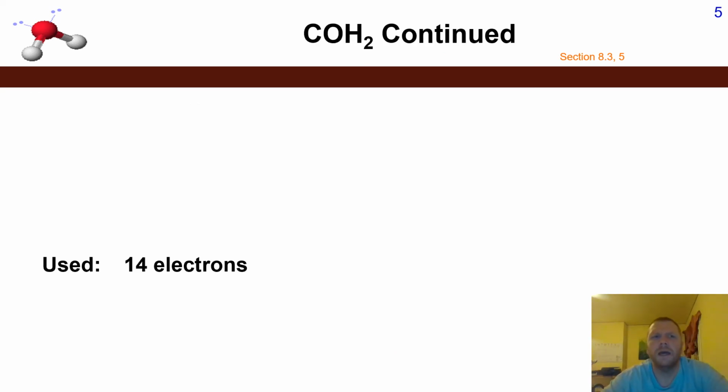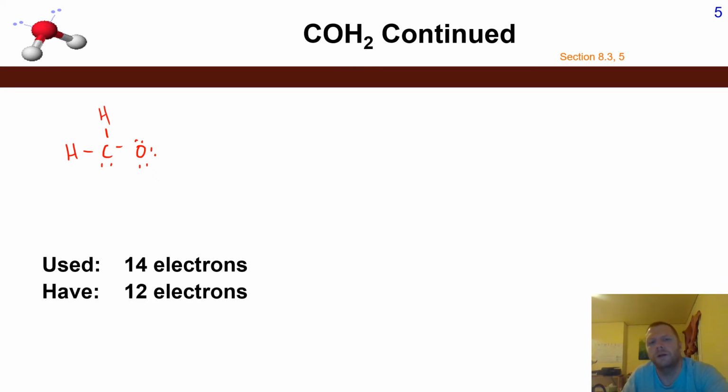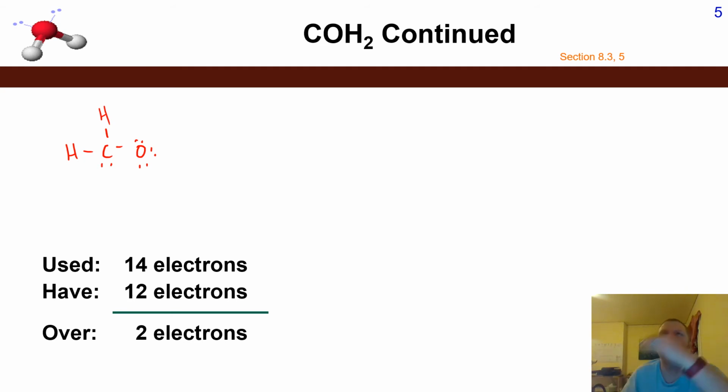We have to look at the model that we just came up with, HCHO. How many electrons did we draw? We drew 14 electrons. We had actually 12 to work with. So what does that mean? We went over by 2 electrons. When you think about a pair of electrons, 2 electrons, I want you to think about that as basically being like one bond.